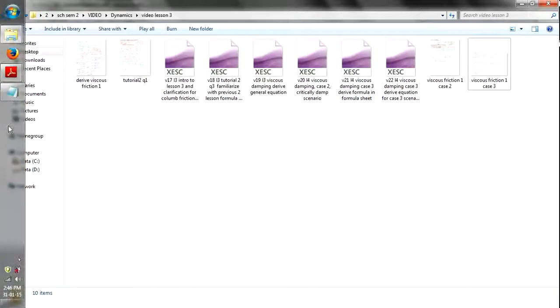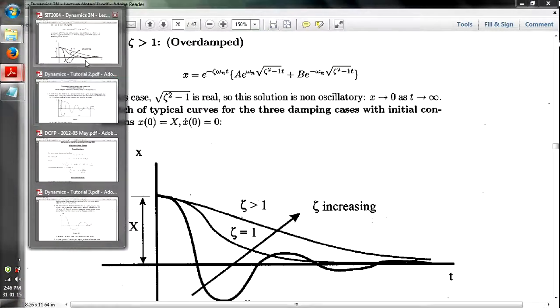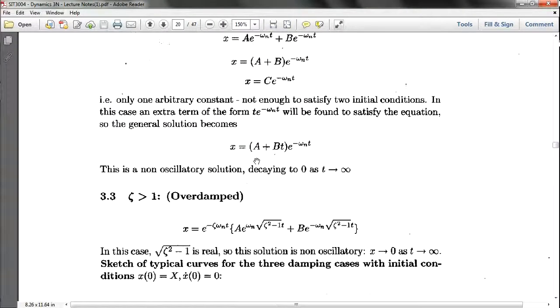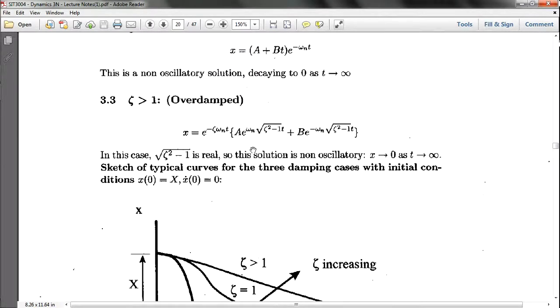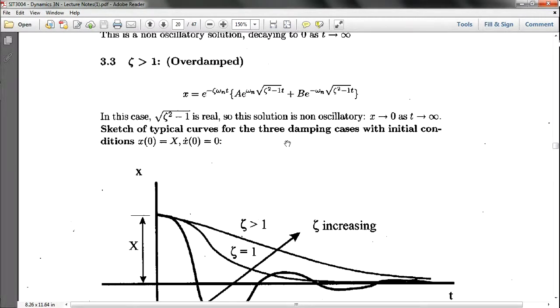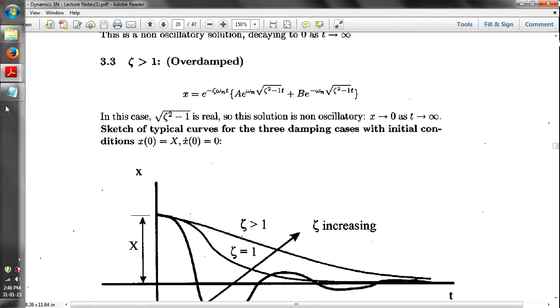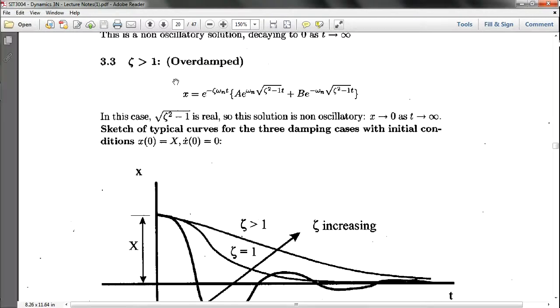The reason why they do it in another way is because they want to start from hardest to easiest to explain. So for this case, over damp is very easy to explain. Simply, we no need to derive. In fact, we don't need to derive anything. We're just knowing the concept.